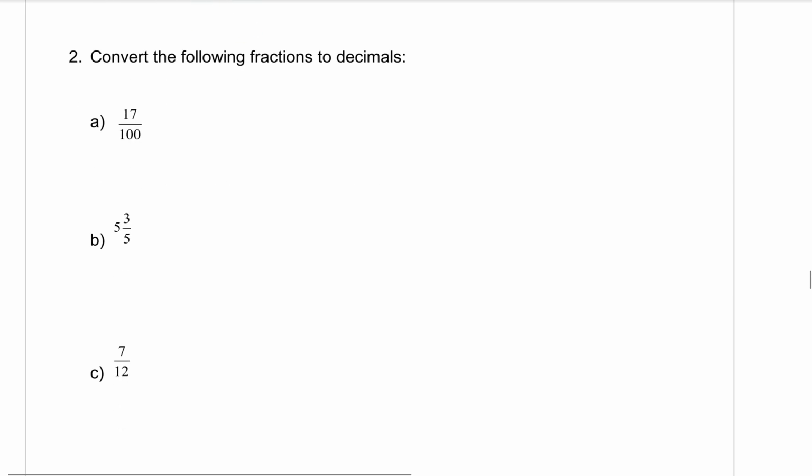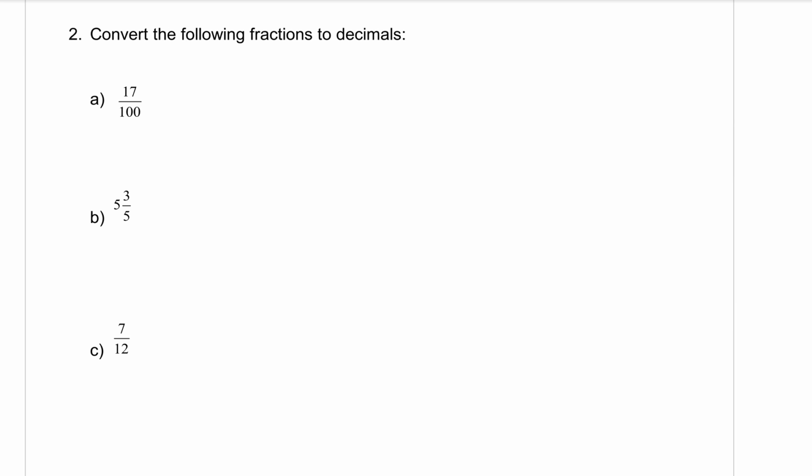Question 2, convert the following fractions to decimals. Now we want to go the other way. So if my fraction is over 10, 100, or 1000, then we can just use our place value to help us out. Because these are hundredths, I need the 7 to be in the hundredths position. So that would be 0.17, the 7 being in the hundredths position.